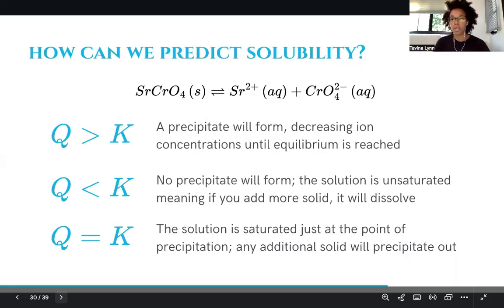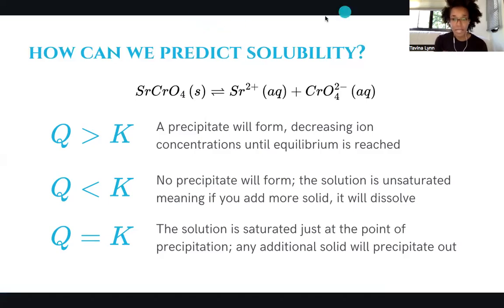So the rules here are the exact same when we're comparing Q and K to make predictions about equilibrium. It's the same idea for predicting solubility. It's just within a different context because we're talking about a specific reaction class, which is dissolution reactions. So the Q to K comparison is the exact same that we learned in equilibrium, just within a different context. So in many ways, this should have felt like a little review.